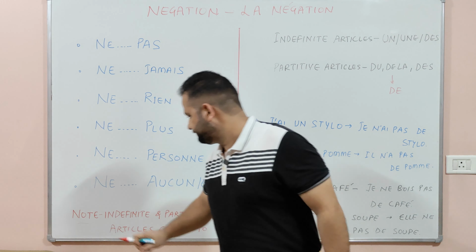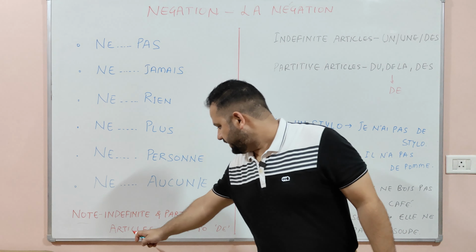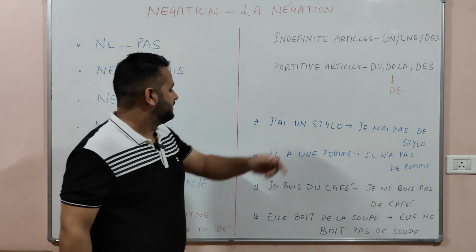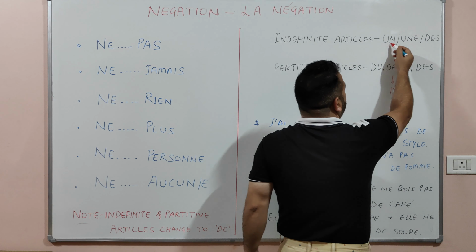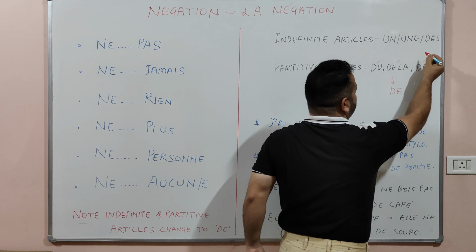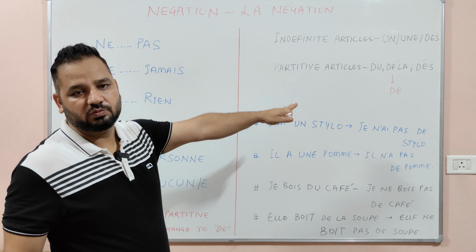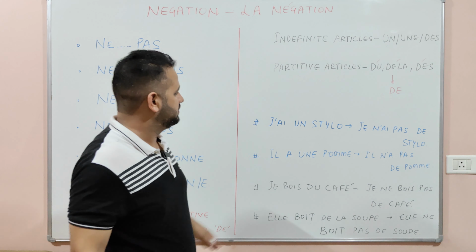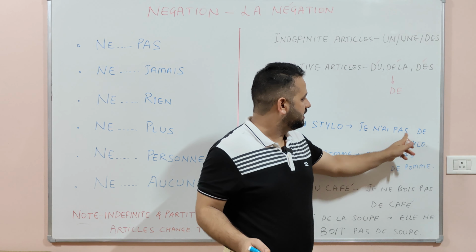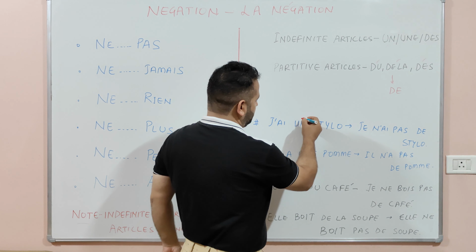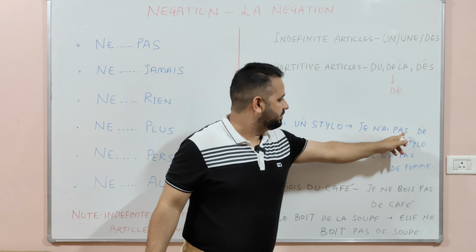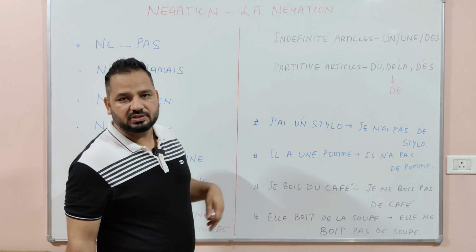Okay. There's one note here which says indefinite and partitive articles change to de. What do you mean by this? Indefinite articles are un, une, des. And partitive articles: du, de la, des. They change into de in the case of negative sentences, or in the case of negation. For example, j'ai un stylo. I have a pen. Let's make it negative. Je n'ai pas de stylo. Un changes into de, and un is an indefinite article. Correct?